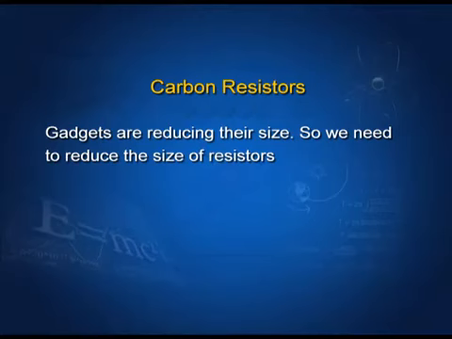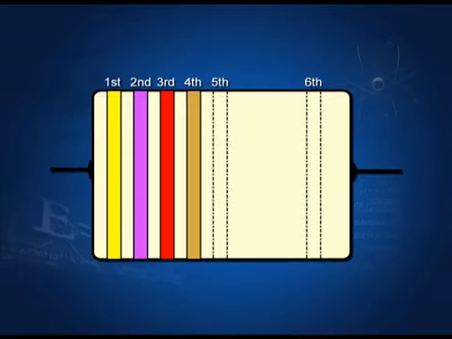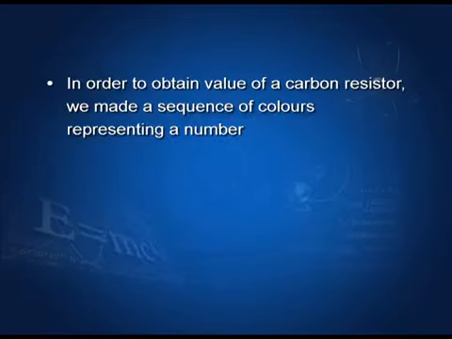Carbon resistor. As we know, it is the time of electronics. Gadgets are reducing their size, so we need to reduce the size of resistors. So, we made resistors based on carbon. This diagram represents the carbon resistor. It is a band of 3 colors followed by a ring. In order to obtain the value of a carbon resistor, we use a sequence of colors representing certain numbers.